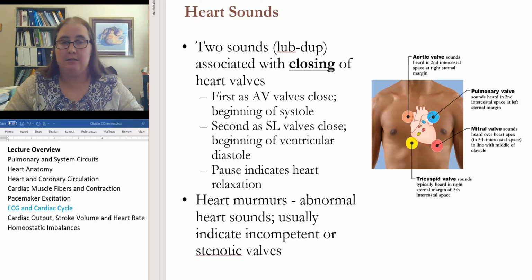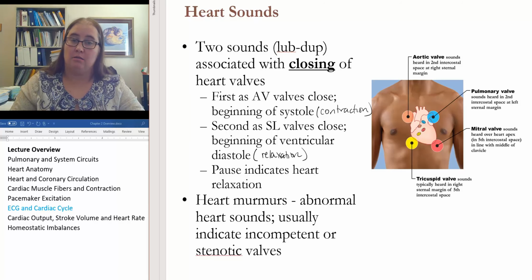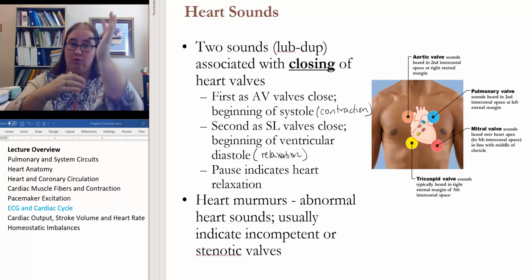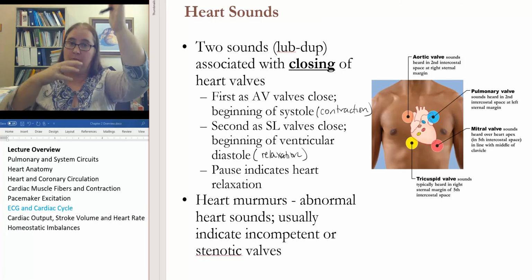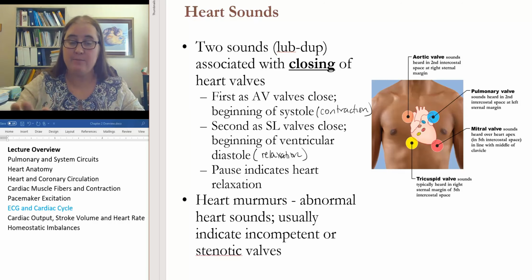These words here: systole means contraction. Diastole means relaxation. So again, our heart contracts, the AV valves close, there's our lub. Blood ejects out of the aortic and pulmonary valves. Our heart relaxes, goes into diastole, and the semilunar valves close. And then we have a pause. Lub-dub, pause, lub-dub, pause. That pause is where the ventricles are refilling.